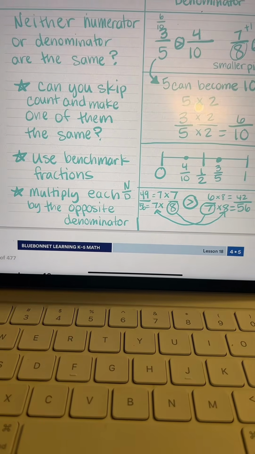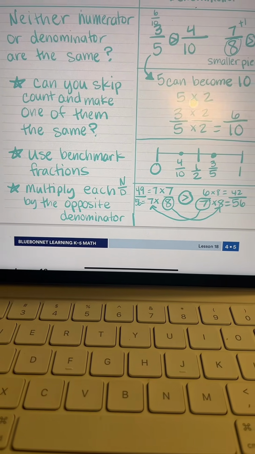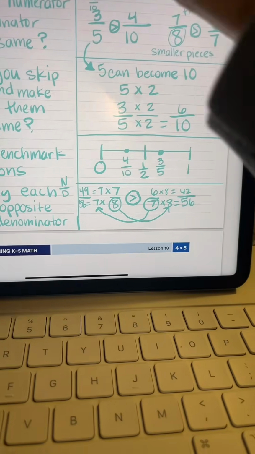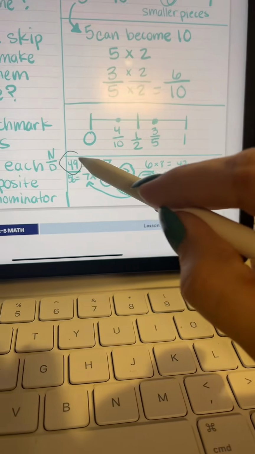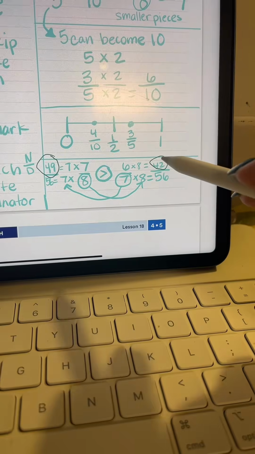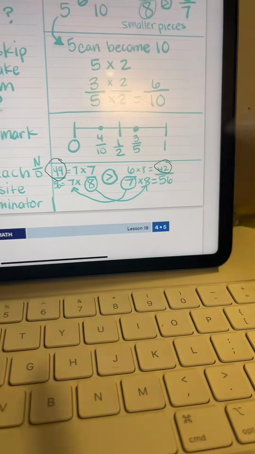Multiply each numerator and denominator by the opposite denominator, which is what the butterfly method is, but it just skips the step of going and finding that common denominator. We do have to find equivalent fractions. So it'll give them a fraction and it'll say which fraction is equivalent to the fraction given. We have to compare fractions and we have to add and subtract fractions.